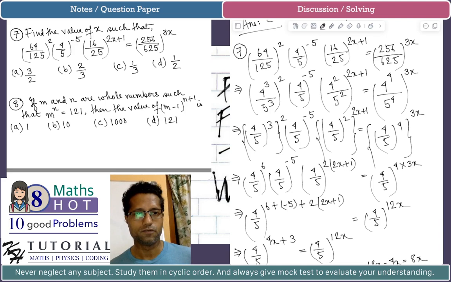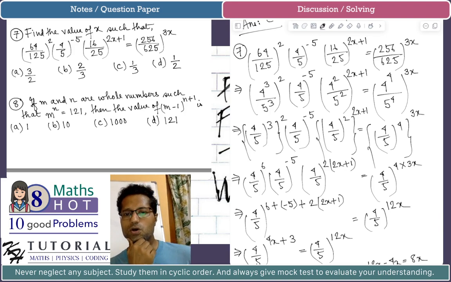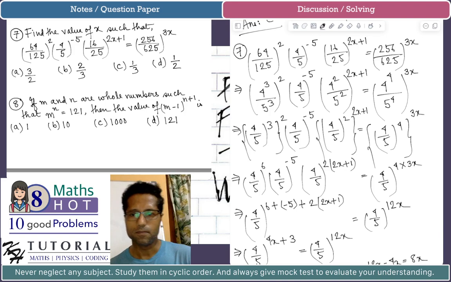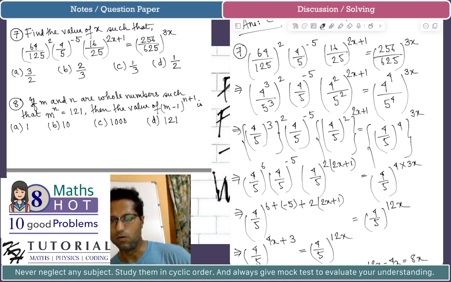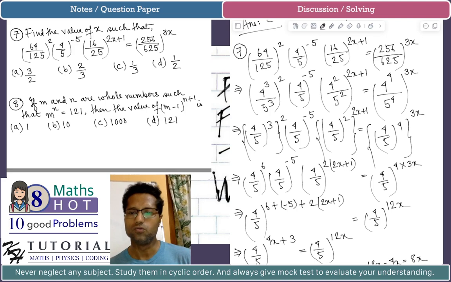It is given 64 by 125, which is 4 cube divided by 5 cube. So this becomes 4 by 5 cube, and it was whole raised to the power 2. So we have 4 by 5 raised to the power 6. The second term on the left hand side was 4 by 5 raised to the power minus 5. That is fine. The third term on the left hand side is 16 by 25. That can be written as 4 by 5 square, and we have whole raised to the power 2x plus 1. So we have 4 by 5 whole raised to the power 2 into 2x plus 1.